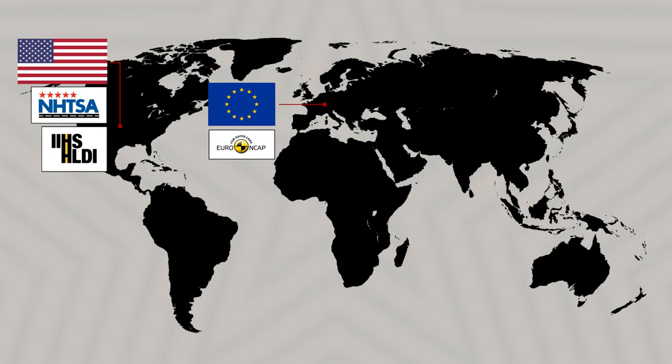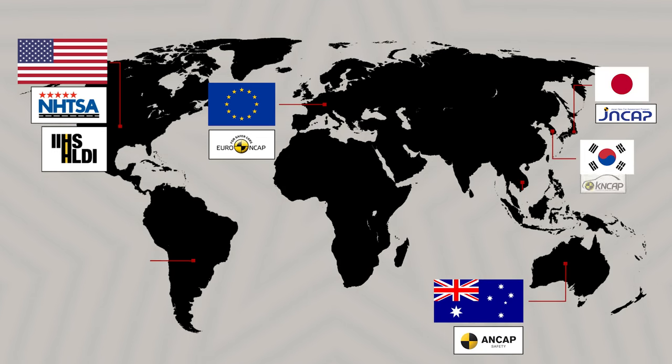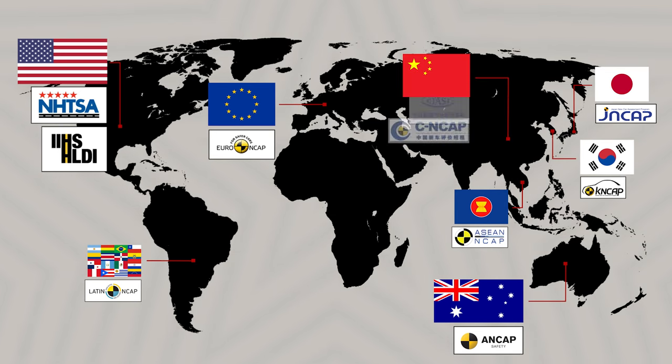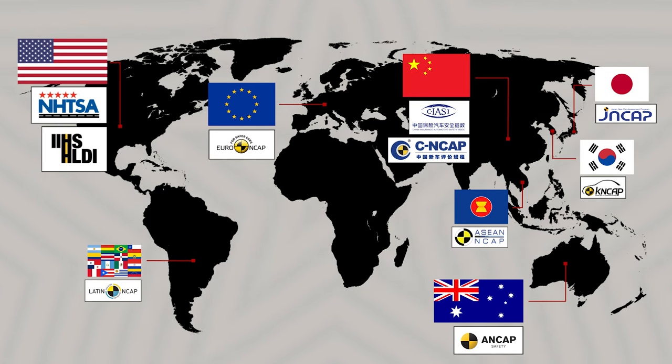In this video, we will solely focus on the US and Europe. Nevertheless, it's interesting to know that there are more NCAPs in different regions. Namely, these are the Australian, Japanese, Korean, Latin, and ASEAN NCAP. In China, they have an NCAP as well, and in addition, the CIASI, the Chinese Insurance Automotive Safety Index, which takes large parts of their procedures from the IIHS rating.